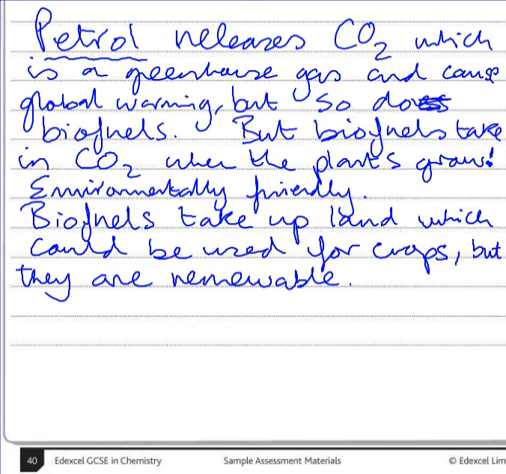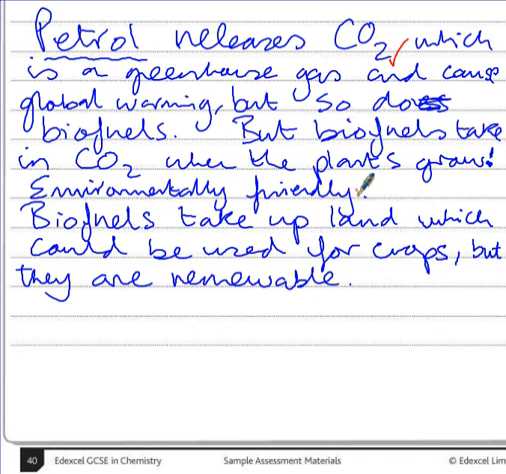Let's just see how many marks this would get. So for mentioning that they release CO2, there's 1 mark. For mentioning that it can be classed as carbon neutral. So where did we put that? Cause global warming.